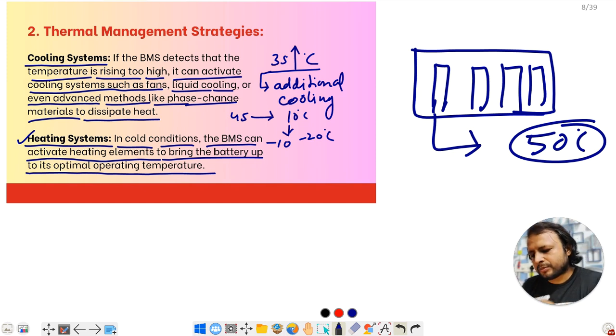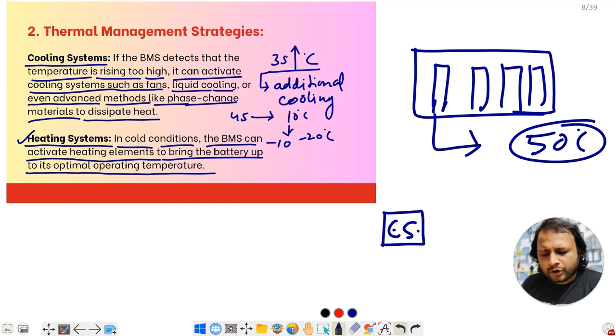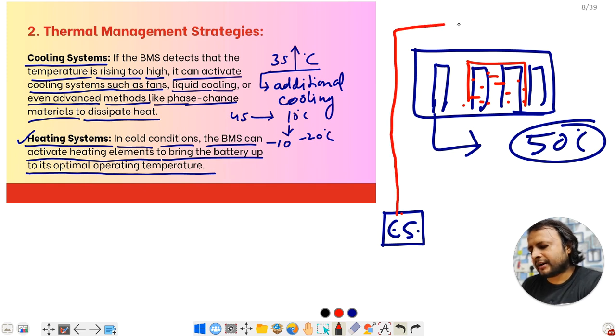So suppose it is going to 50 degrees centigrade, and we have a cooling system here. This is the CS, the cooling system. It is already activated to maintain the overall temperature. But suppose cell number 5 and this cell are getting high heat for many reasons. The cooling system will take care: the BMS will supply additional cooling to these cells which are in series or parallel. It will recognize that layer of the battery pack and provide additional cooling to make it better and safer. I hope now you understand.